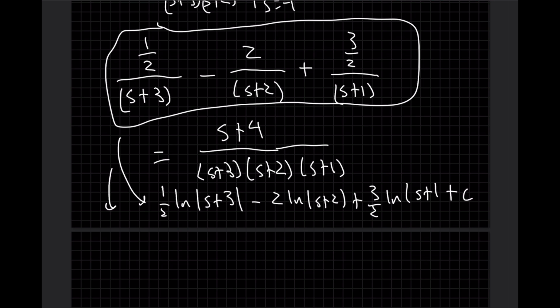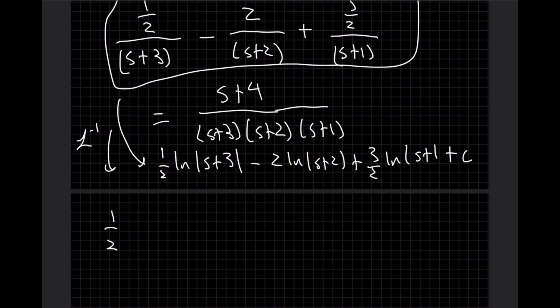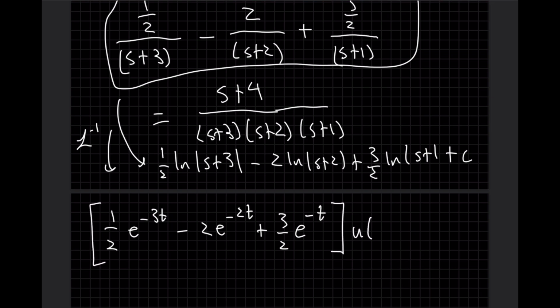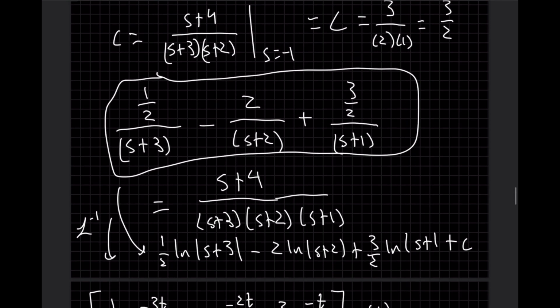Now what if we're doing the Laplace inverse? This is equal to 1/2 e to the negative 3t minus 2e to the negative 2t, and then plus 3/2 e to the negative t. And all this is multiplied by the unit step function because the Laplace transform is one-sided. And so yeah, this is why we use partial fraction expansion.